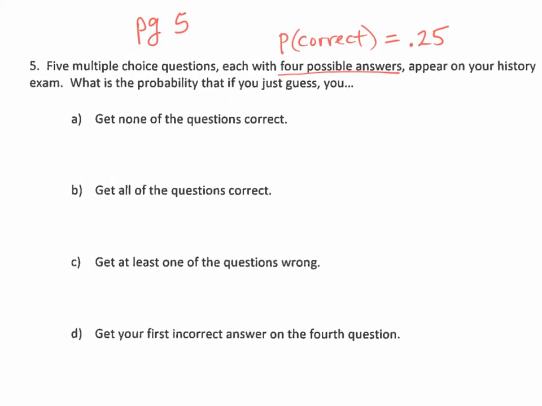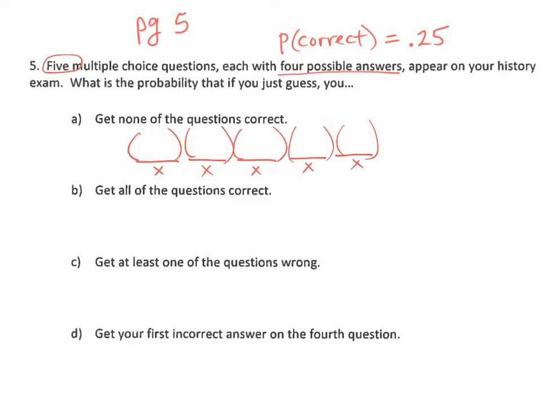What's the probability if you just guess that you get none of the questions? Keep in mind there are 5 questions. None of the 5 questions are correct, so the first one is not correct. And the second one is not correct. And the third one is not correct. And the fourth one is not correct. And the 5th one is not correct. They're all wrong. Because I need all of that to happen at the same time, that's an intersection. So we're going to be multiplying those numbers together, because I need all those to happen at the same time.